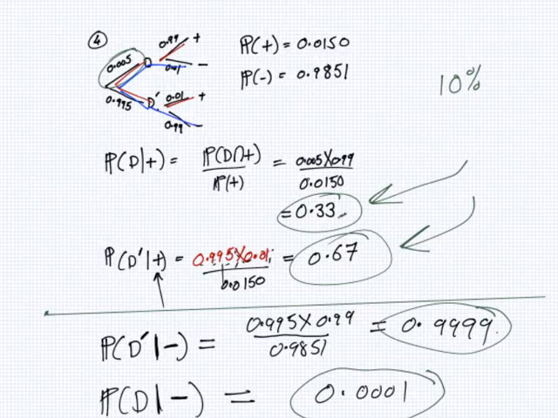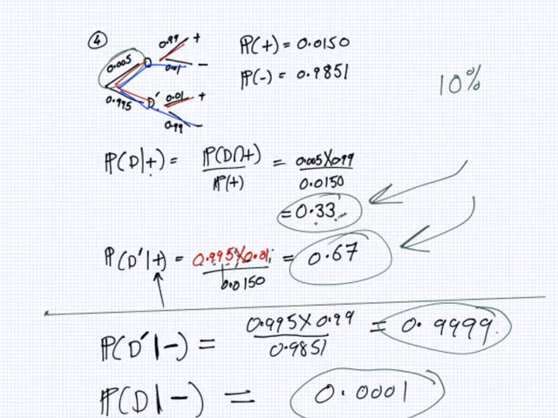So the point with this question is, at the very beginning it looked like the test was quite good. 99% of drug users test positive, 99% of non-drug users test negative. That sounds quite good, but when you actually look at what happens, if the test result is positive, there's only a 33% chance that they're actually a drug user, which is kind of low.